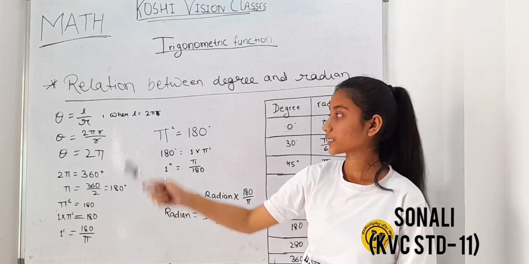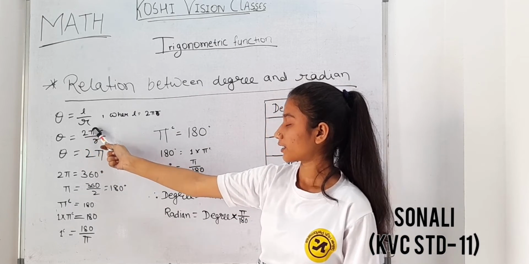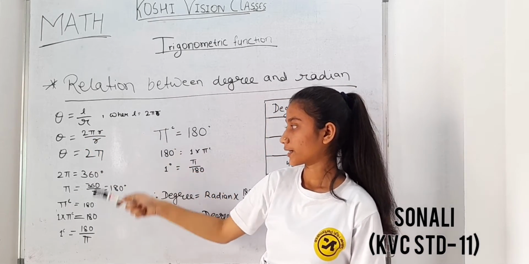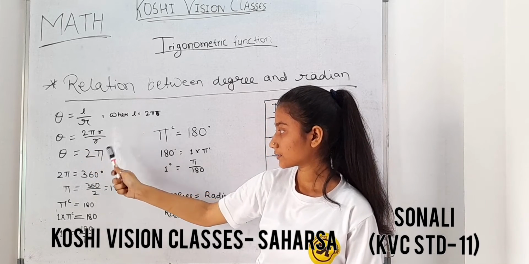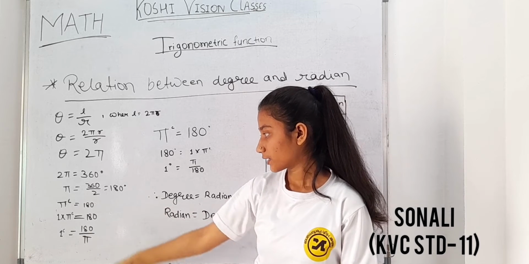Now we discuss the relation between degrees and radians. Theta is equal to L by R, where L is equal to 2 pi R. So by this, 2 pi is equal to 360 and pi is equal to 180 degrees.